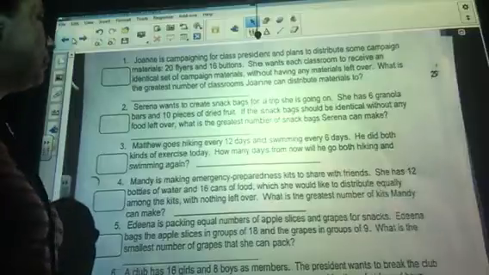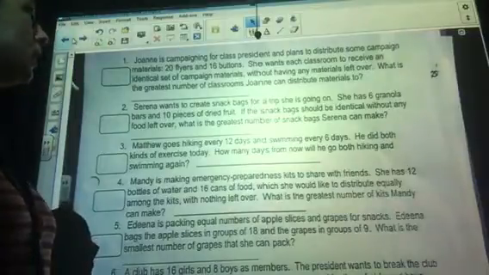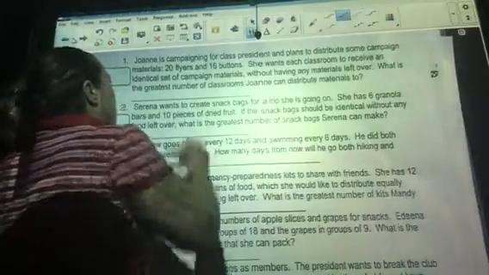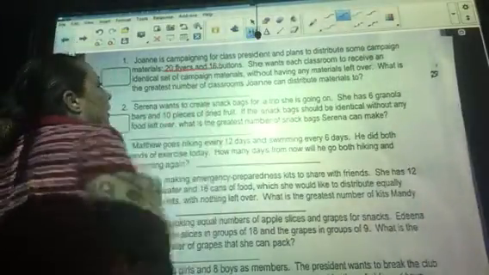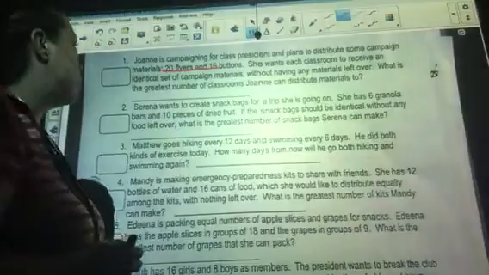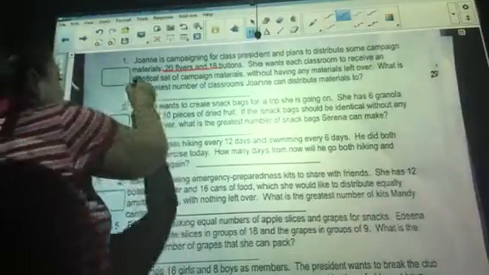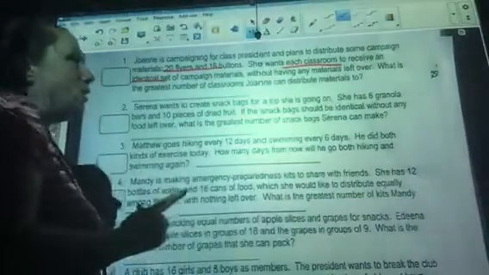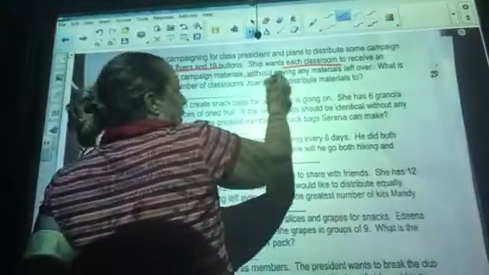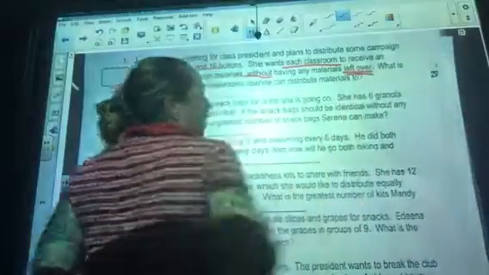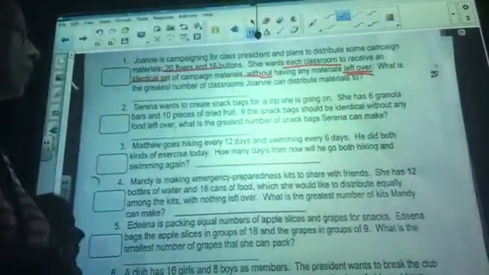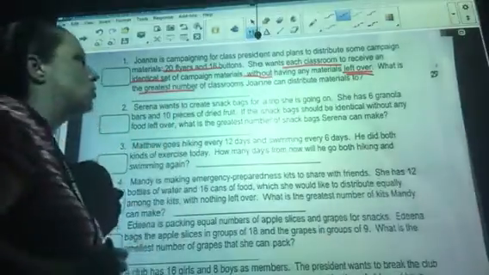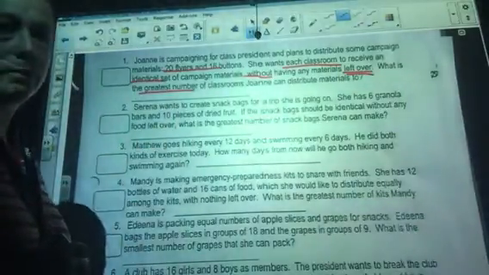All right, Joanne is campaigning for class president, and she plans to distribute some campaigning materials. 20 flyers, 16 buttons. Let's underline that because we're going to need it. She wants each classroom to receive an identical set, each classroom, without any materials left over. Without leftovers. That's your key right there. What's the greatest number of classrooms Joanne can distribute materials to?